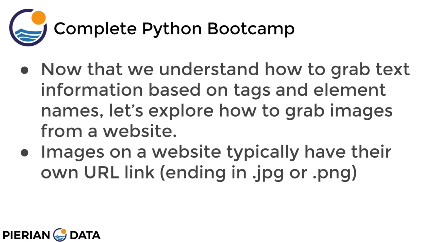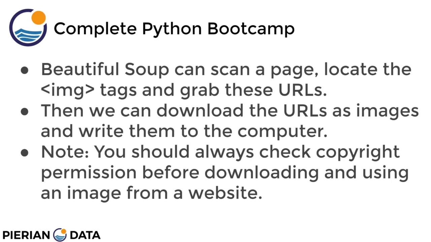Images on a website typically have their own URL link ending in something like .jpeg or .png. Beautiful Soup can then scan a page and locate the specialized HTML image tags that essentially denote where that URL is being linked to. And then Beautiful Soup can grab this list of URLs, essentially grabbing all the images on a web page. Then we can download those URLs as images and write them to the computer.